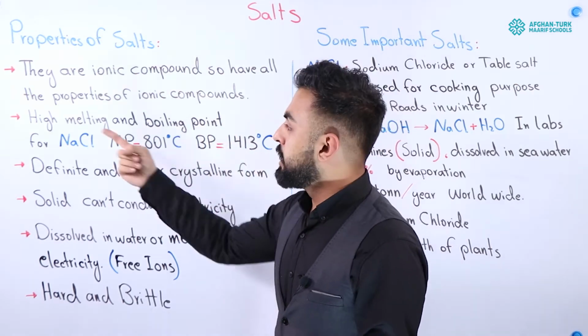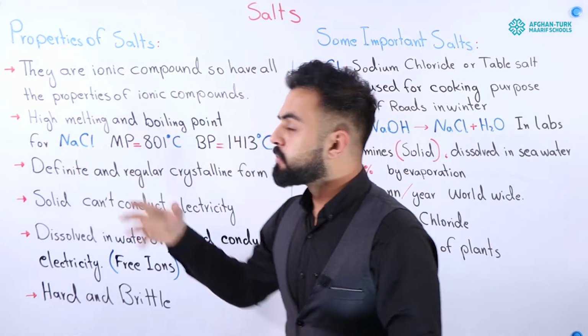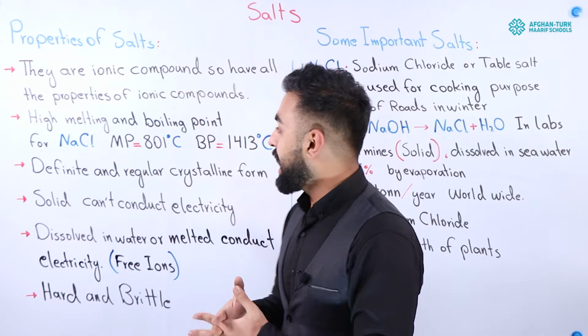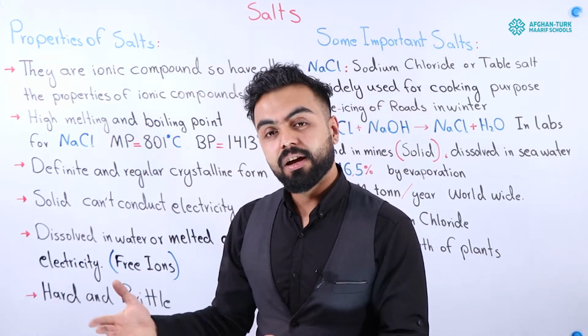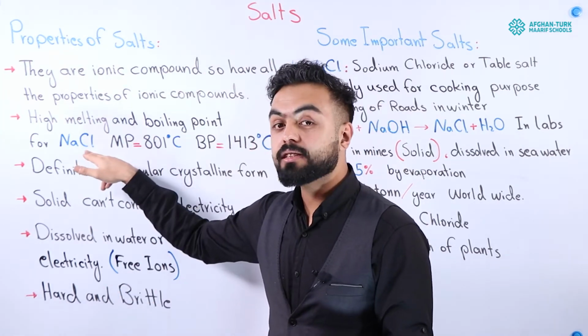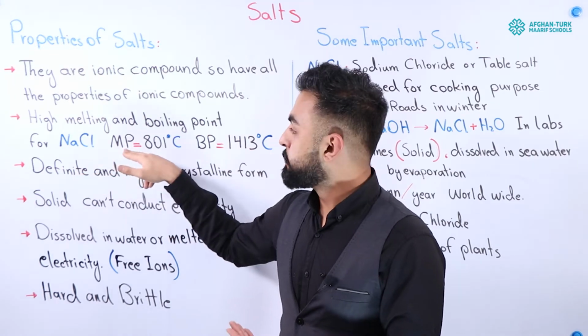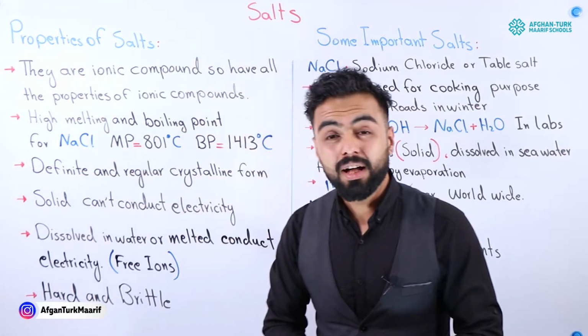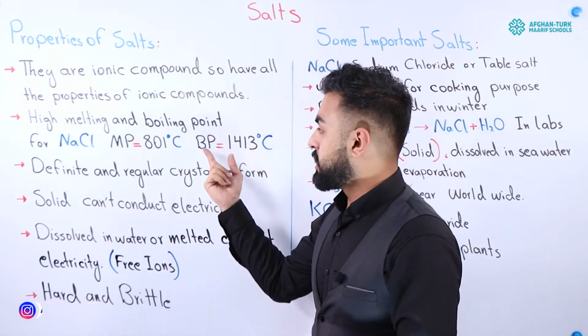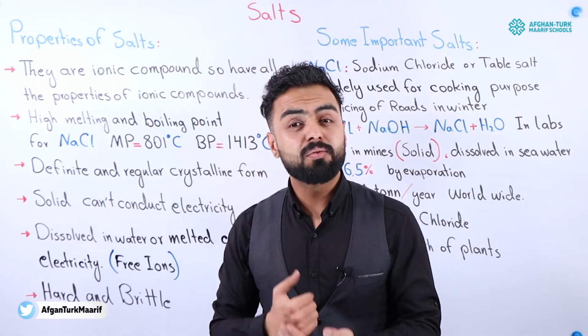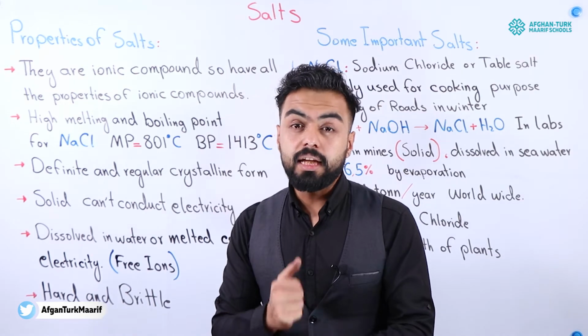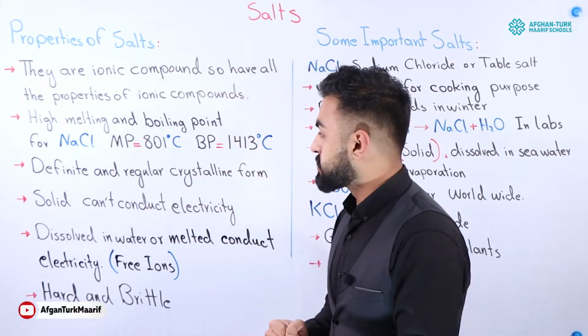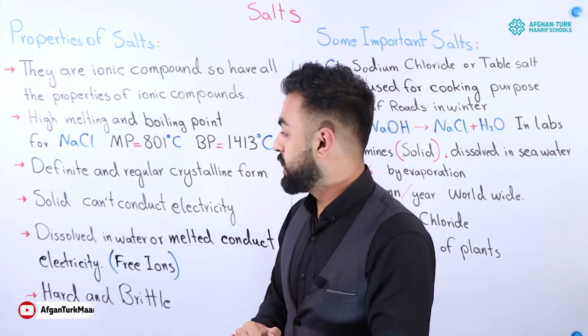What are they? Mostly, the first one, they have high melting and boiling points, as the ionic compounds do. For example, NaCl, which is a salt, has a melting point of about 801 degrees Celsius and a boiling point of about 1413 degrees Celsius. So it is a high melting and boiling point.